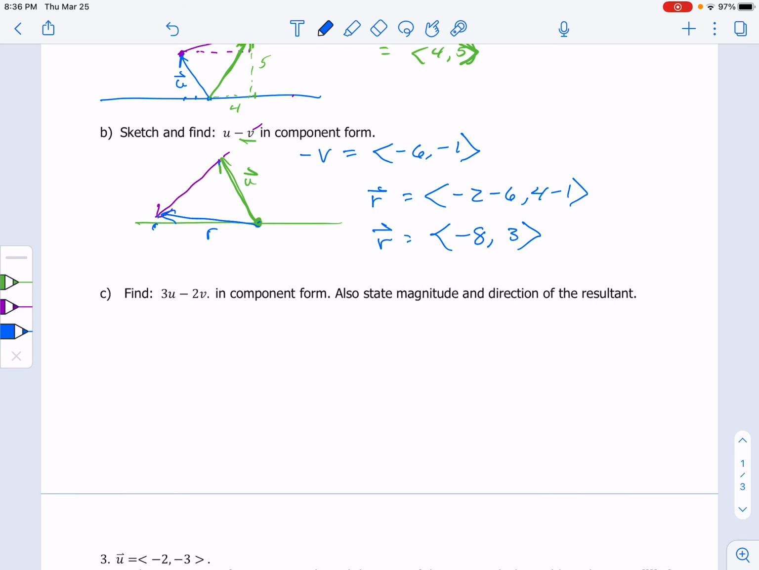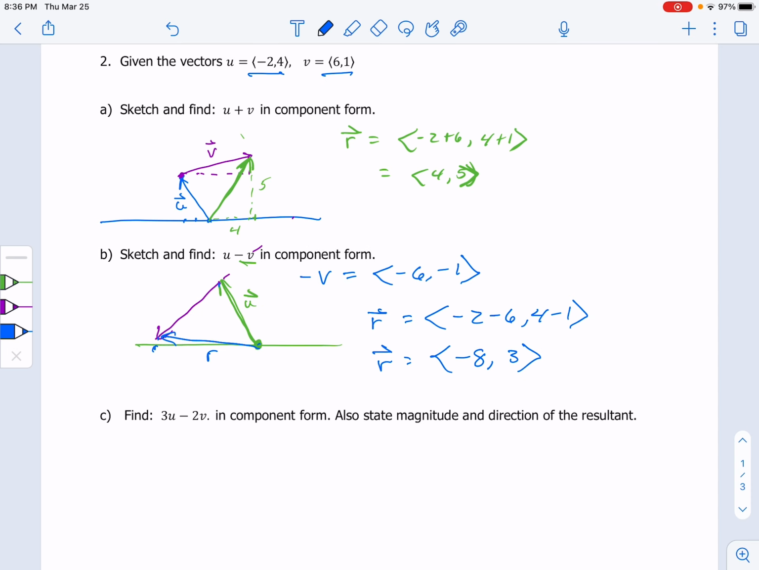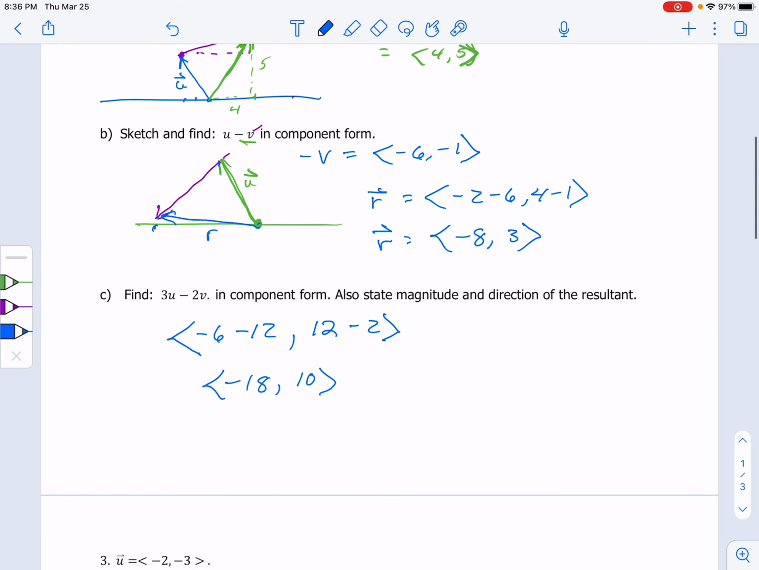Okay. Find 3u and 2v in component form. Also state magnitude and direction of the resultant. So that means I'm going to take u and multiply by 3. So 3 times negative 2 is negative 6. And I'm going to subtract twice that. And I'm going to have 3 times the y value. 3 times 4 is 12. And I'm going to subtract 2 times that, because I'm subtracting. So you get <-18, 10>. That's the component form of the resultant.